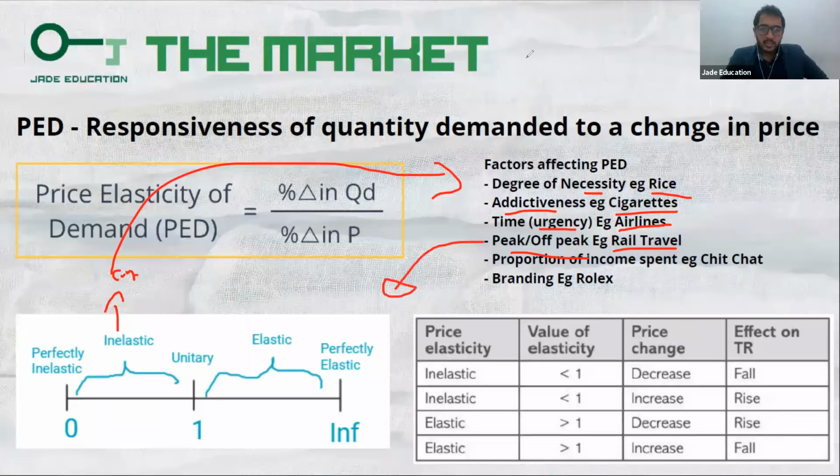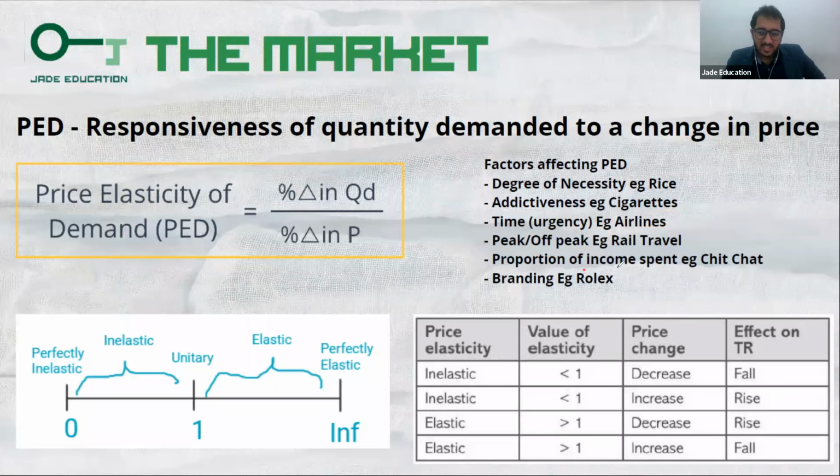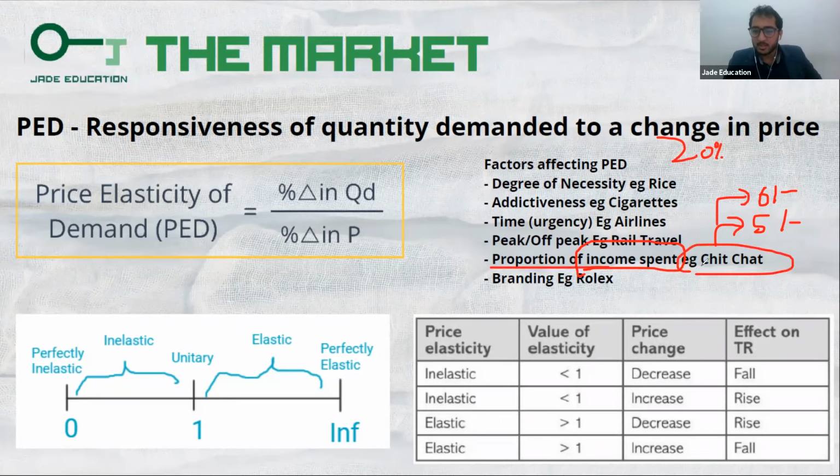And of course, proportion of your income spent. Guys, if something is really, really small in terms of income, like this chit-chat, the last I remember, it was 5 rupees. I don't know if they changed their price. But even if they make a 20% change in price, 20% is technically 1 rupee. Yeah. 10% is 50 cents. So if they raise their price by 20%, do you care? Does it affect your wallet? What can you even do with an additional 1 rupee? You just say, you know what? If it's a good that has a low proportion of income spent, you're probably going to be inelastic. You don't look at the price of a chit-chat, guys. You just take it and dump it in your cart.